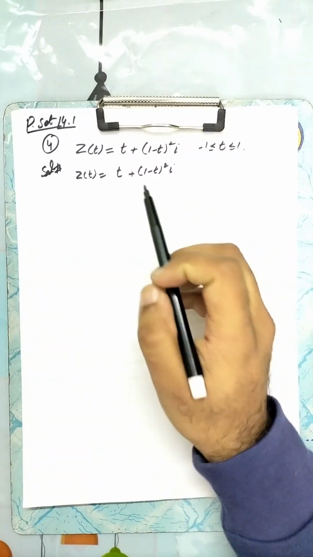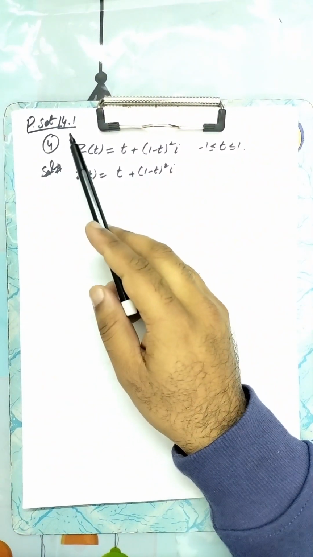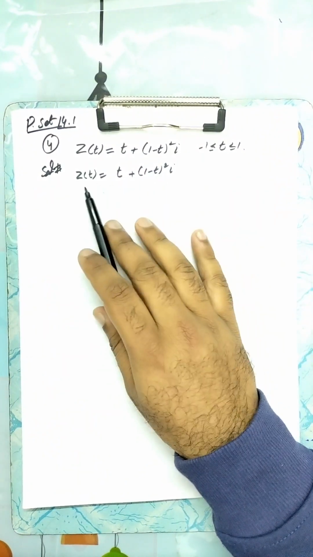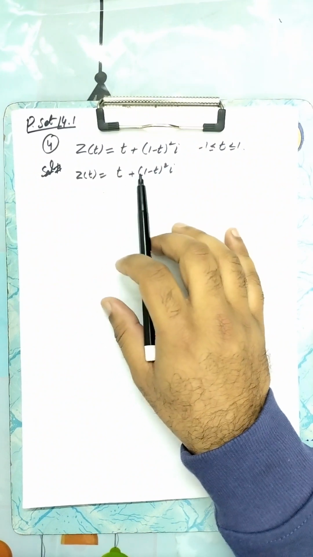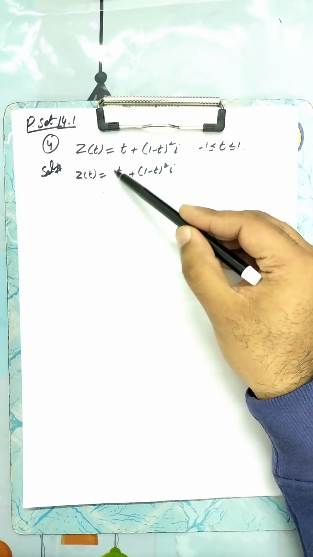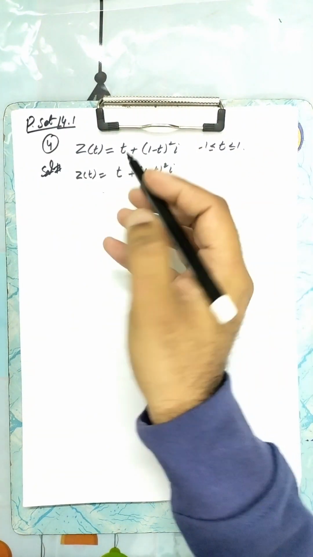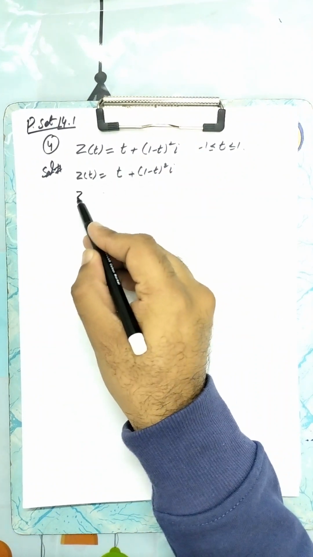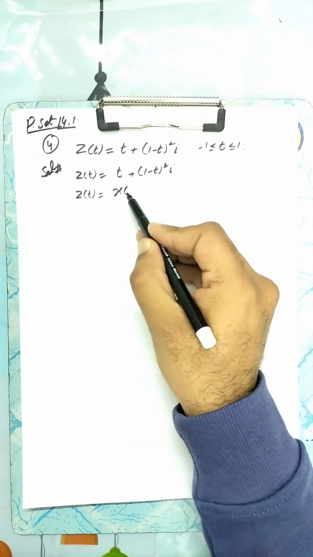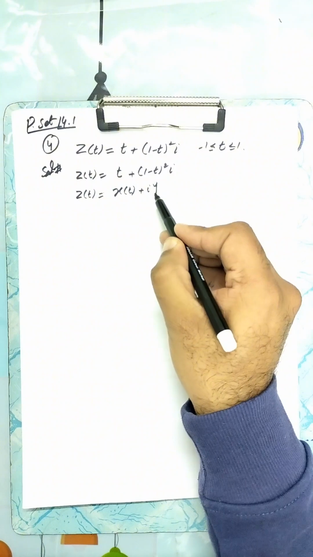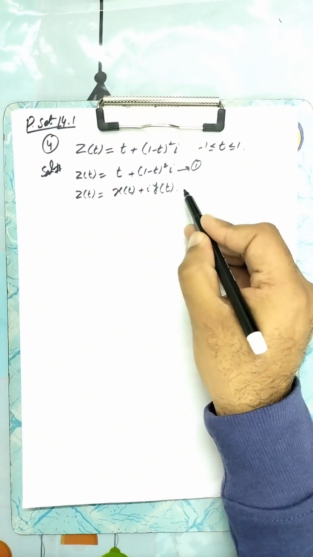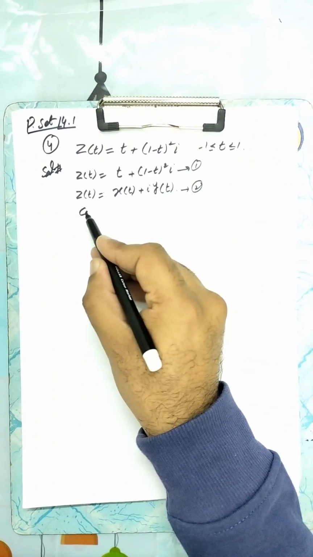Rahim. In today's video lecture, we solve question number 4 of problem set 14.1, and this is our question. Here the real and imaginary parts are already separated, because this is the real part and this is the imaginary part. In general, the form of a complex number is x(t) + iy(t). So this is our equation number 1 and this is our equation number 2.